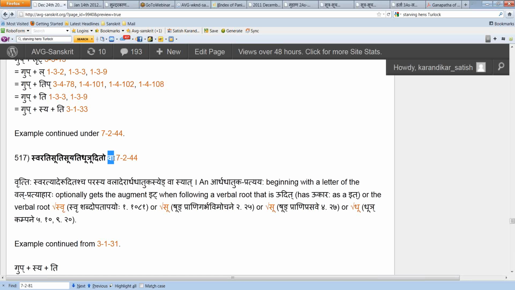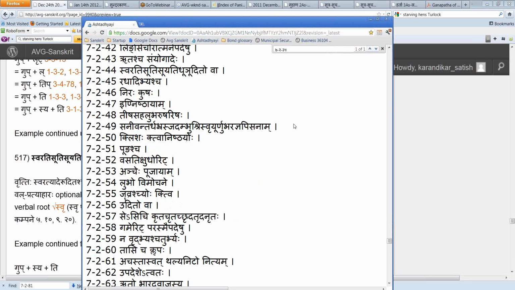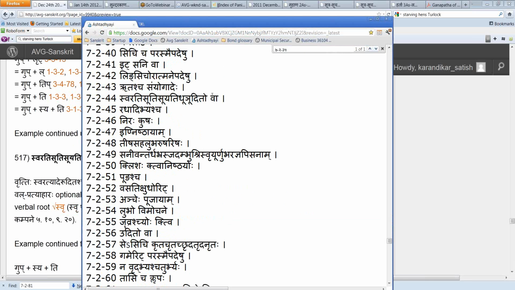So this is a section which starts from 7-2-44 and goes to 7-2-51. It says vikalpena it. This is actually easy to remember, because it starts with va, vikalpena. And then in 7-2-52, Panini says vasati kshudhoritta. So then nitya vidhanam starts from here, because Panini repeats it again in 7-2-52. Panini repeats it specifically to say that the va is stopped.